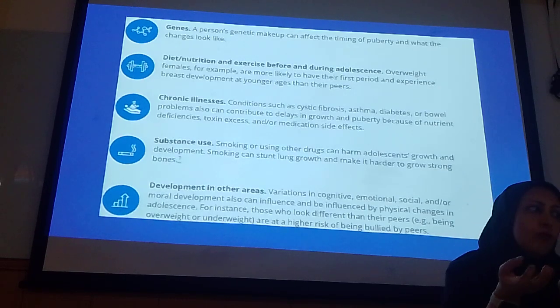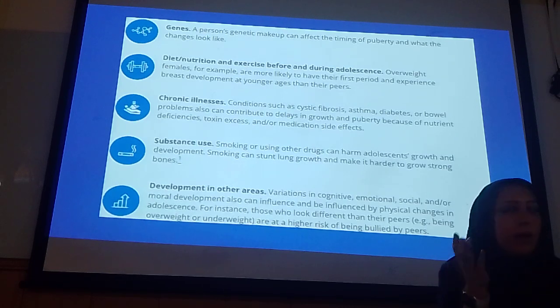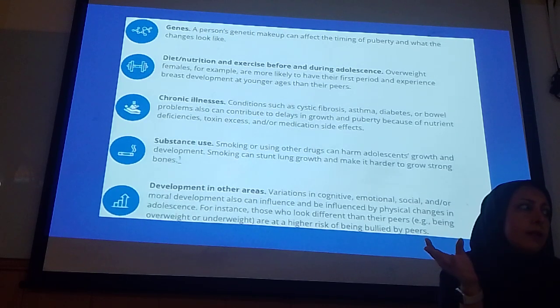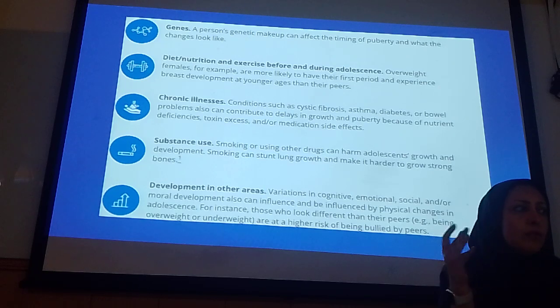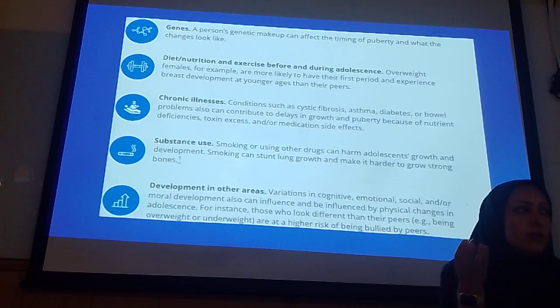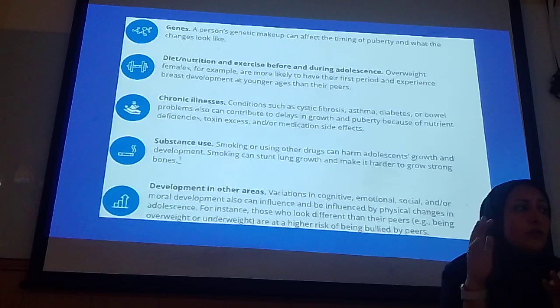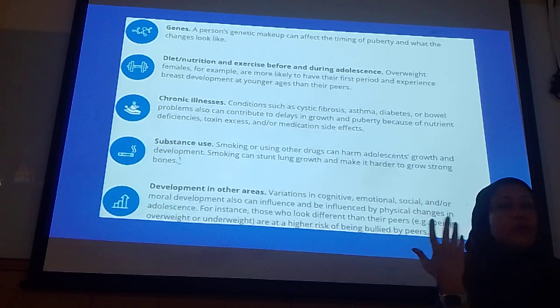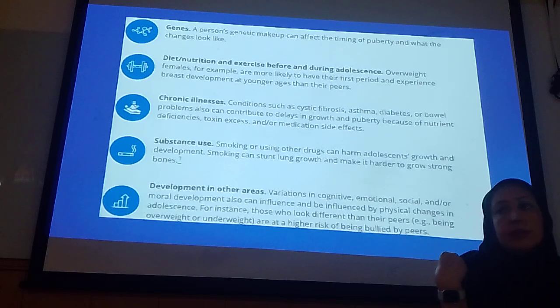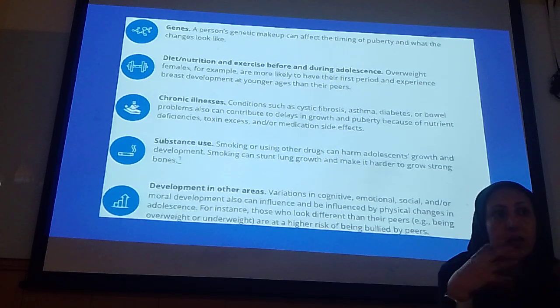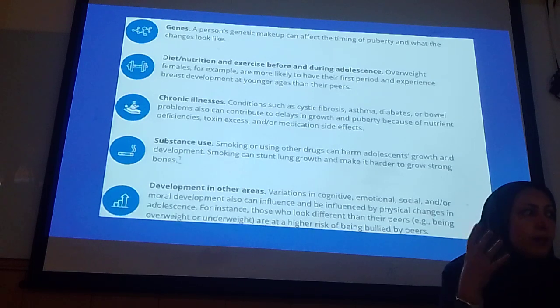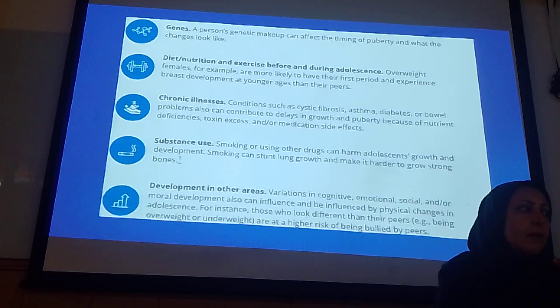And substance use: smoking and using other drugs, alcohol or cigars, harm adolescents' growth and development. Smoking can stunt lung growth and make it harder to grow strong bones, and it affects the skeletal, musculoskeletal system and the body of the adolescents. And development in other areas, I told.